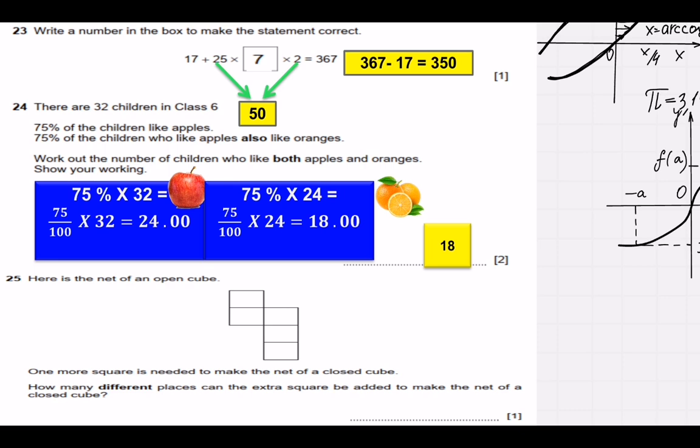Here we have an open cube. We need to draw one more square to make the net of closed cube. How many different places can the extra square be added? To close the cube, I can add a square here. I can add a square here, or here, or here. So this means how many different ways? It will be 4 different ways.